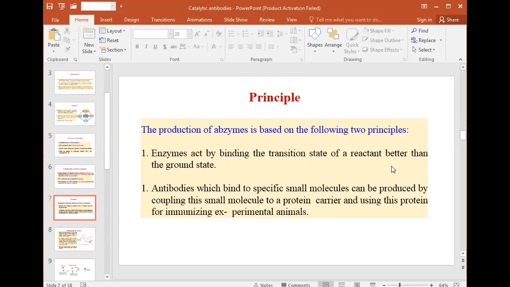Now I'm coming to the principle. The production of ABZYME is based on two following principles. One is that enzymes act by binding the transition state of a reactant better than the ground state. And the second one is that antibodies which bind to a specific small molecule can be produced by coupling this small molecule to a protein carrier and using this protein for immunizing experimental animals.